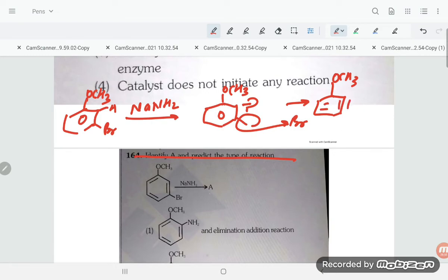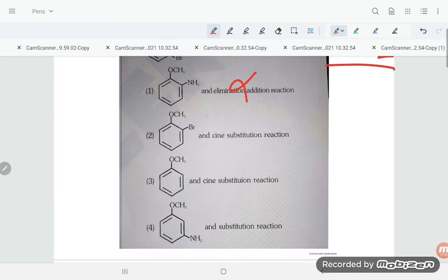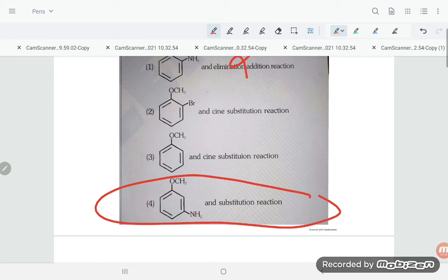If the triple bond is there, it will be attacked by NH3 again. So what product are you going to get, student? It is OCH3, and here will be NH2. So this is a substitution reaction, student. Not elimination; substitution, at this position, meta substitution. So the correct option is option number 4, our required answer, dear students. Now let us move on to the next question, student.